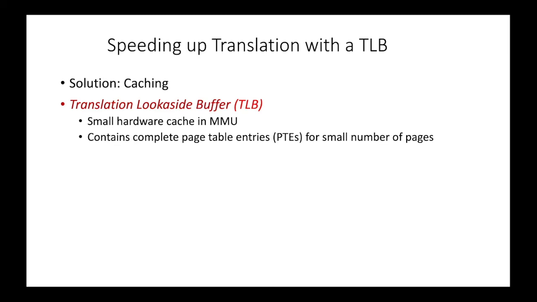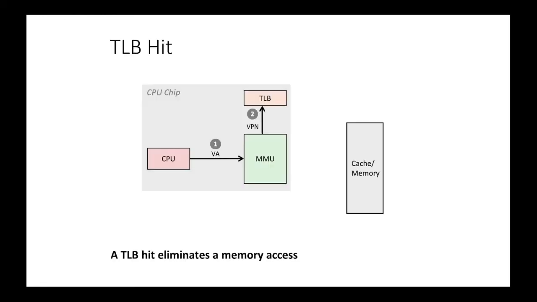So we introduce a special cache called the TLB. TLB stands for Translation Lookaside Buffer, and it's a small hardware cache inside the MMU. It caches several page table entries from the memory hierarchy. A TLB hit eliminates a memory access for address translation.